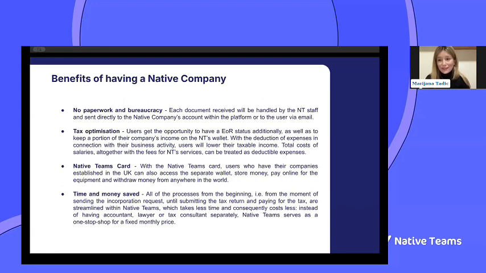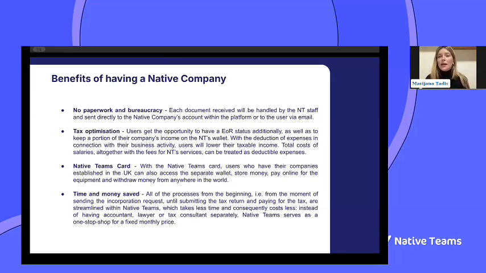And the last slide from my end today. When registering a company in different countries, users experience a lot of paperwork and bureaucracy. We at Native tend to make it easier for you. Each document issued by Companies House or the UK tax administration, we receive it, scan it, and share it with you on our platform. Basically, everything that is important, we inform you about throughout our platform or by email.